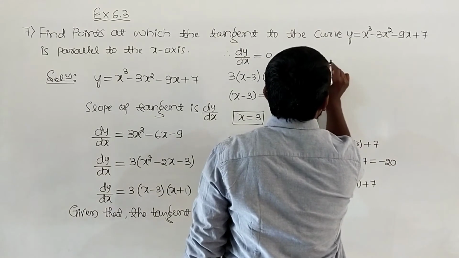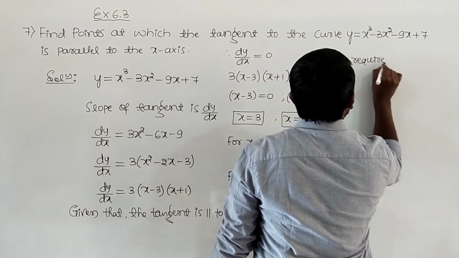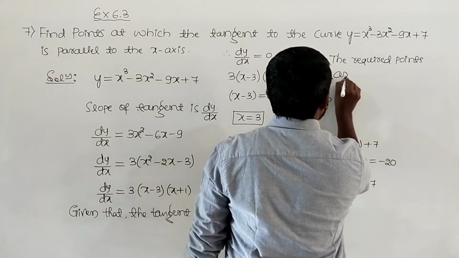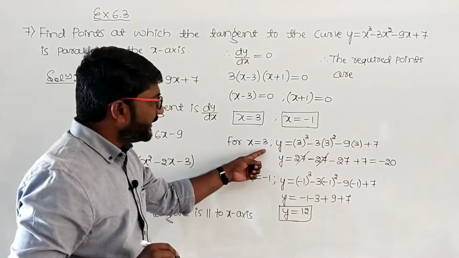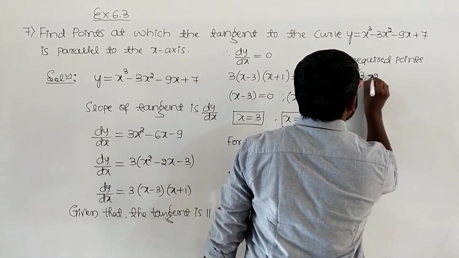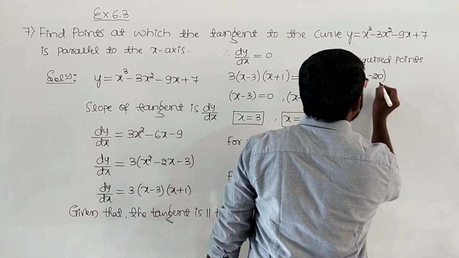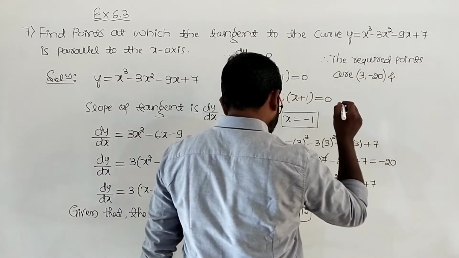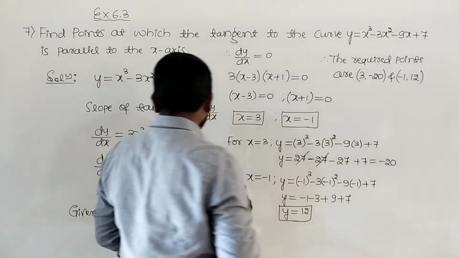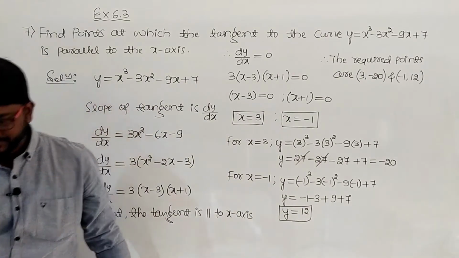Therefore the required points are 3 comma minus 20 and minus 1 comma 12. This is all about the 7th problem. So note down this, then we will move on to the 8th one.